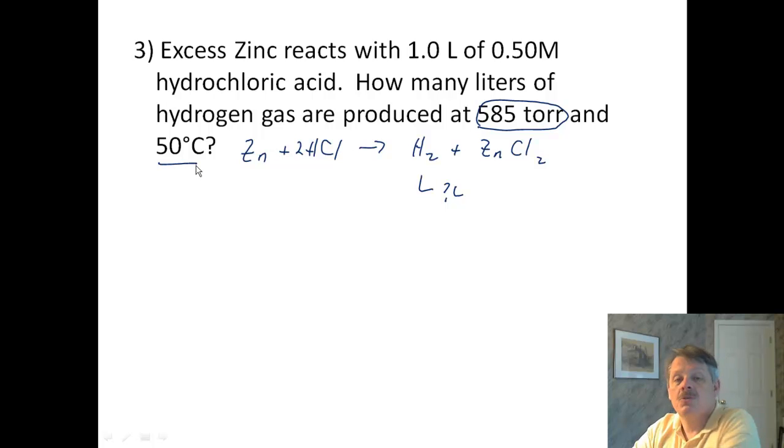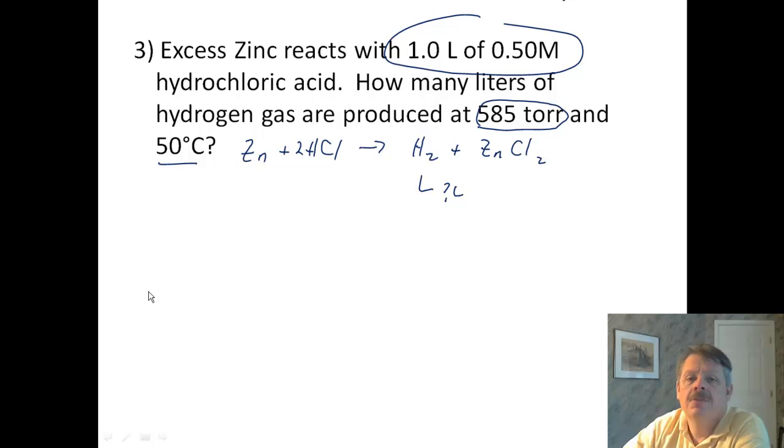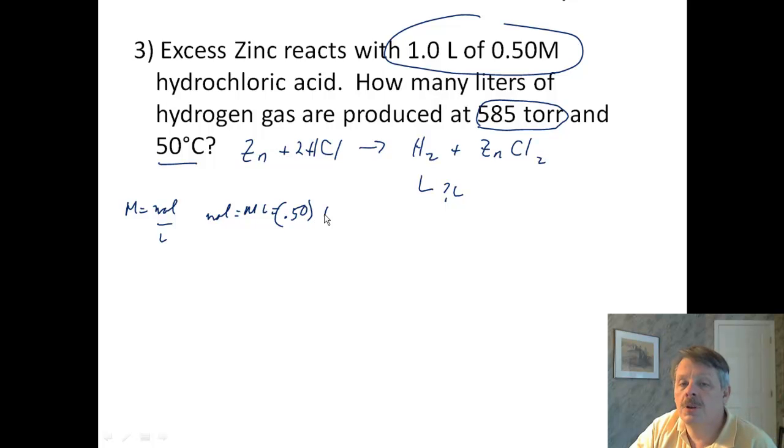I think I spoke too soon. It looks like this one's going to be a PV = nRT problem because I'm not at standard temperature and pressure. All right, so let's figure out first how many moles of hydrochloric acid I have. Okay, so that's up here. So we start with, let's see, molarity is equal to moles per liter. So moles is equal to molarity times liters. The molarity is going to be 0.50, and the liters are going to be 1. So it's 0.50 moles. So that's how much HCl I have.